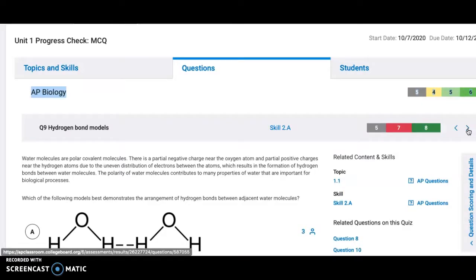For water specifically, be able to draw it out. Where are the covalent bonds? Where do the electrons go? Which is the more electronegative, which is the less electronegative element in water? And then, what is the polarity? Where's the positive end? Where's the negative end? How do they attract to each other?